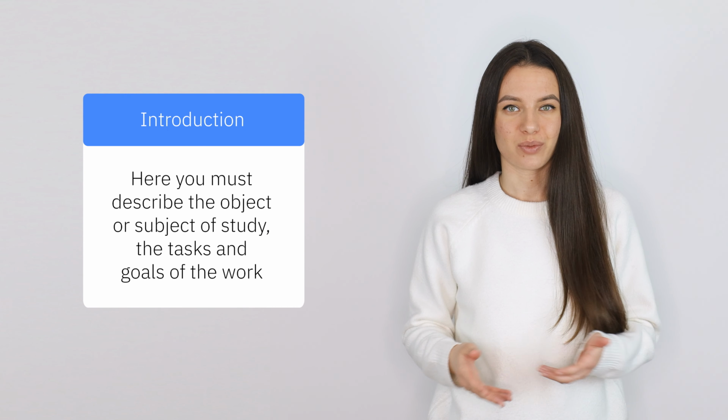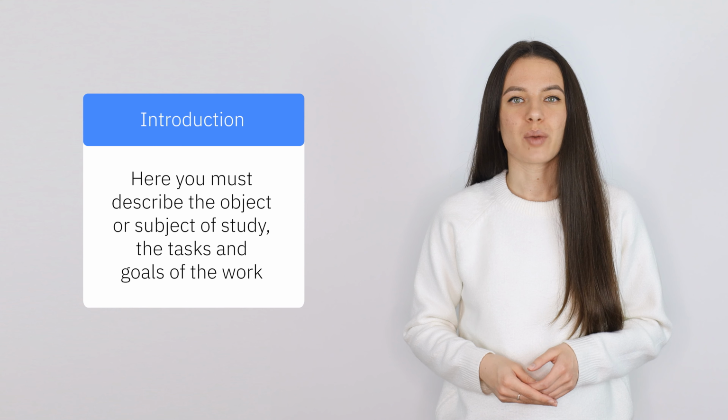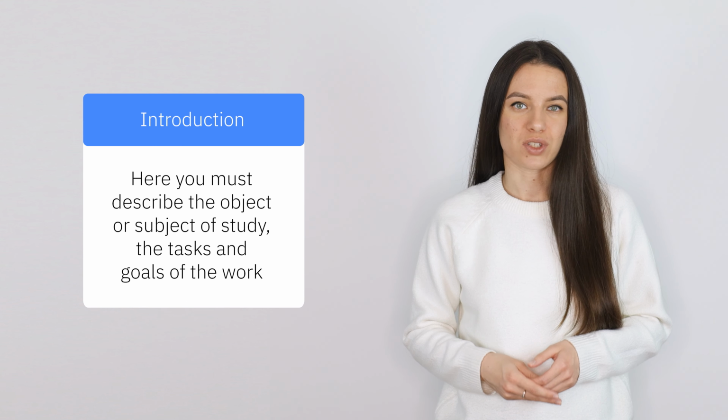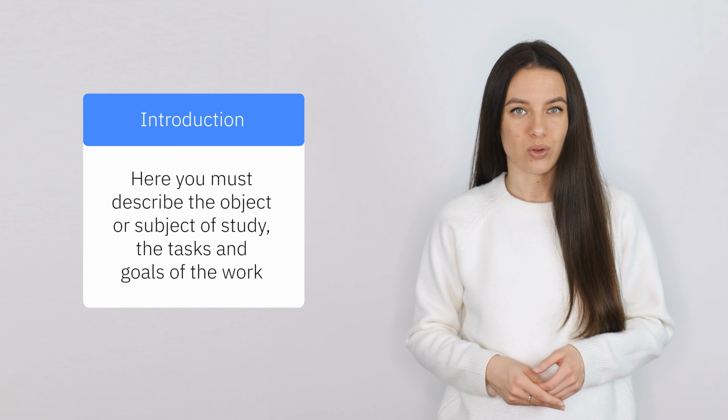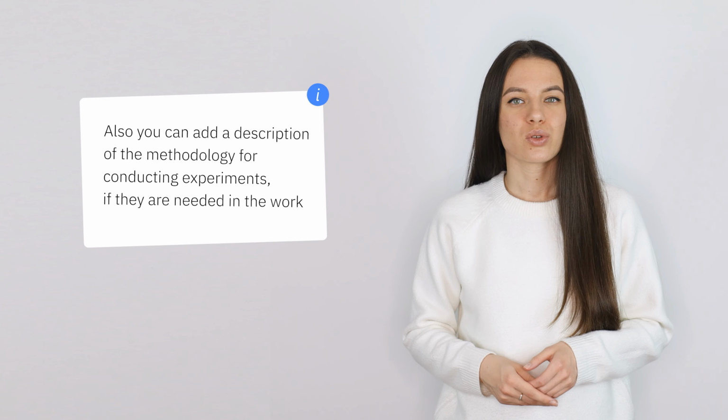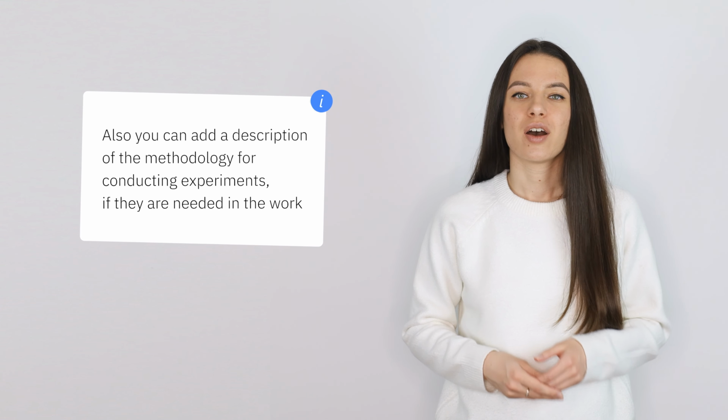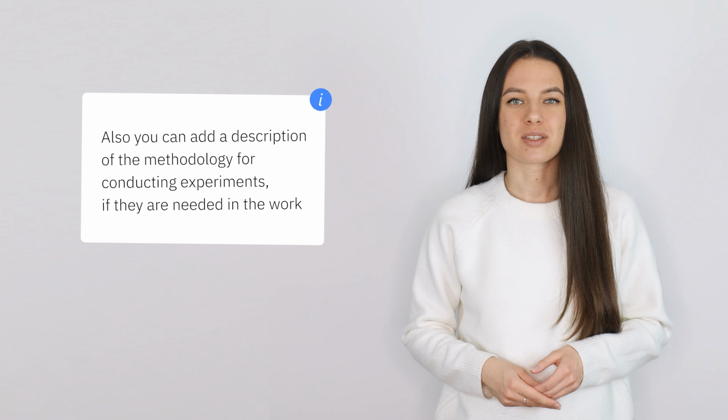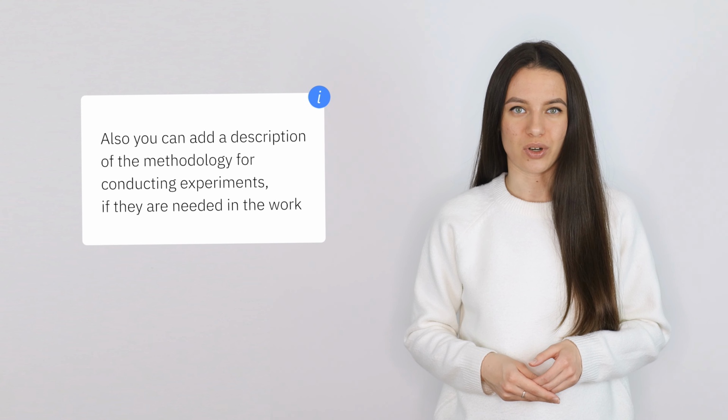Normally, every certification work consists of the same structure elements. It all starts with an introduction. Here you must describe the object or subject of study, the tasks and goals of the work. Also, you can add a description of the methodology for conducting experiments if they are needed in the work. Usually, the introduction takes about 1 or 2 pages.